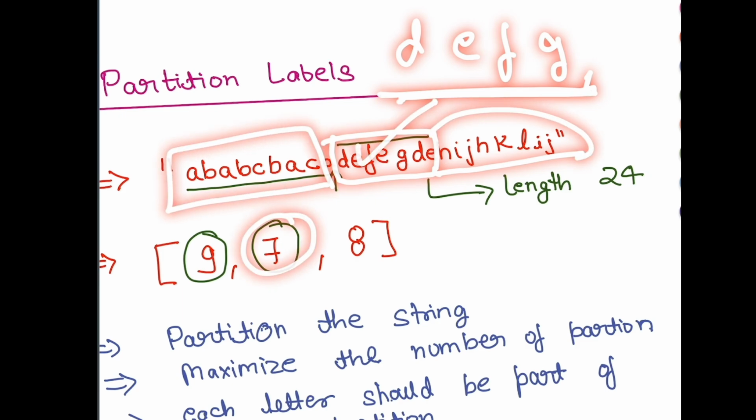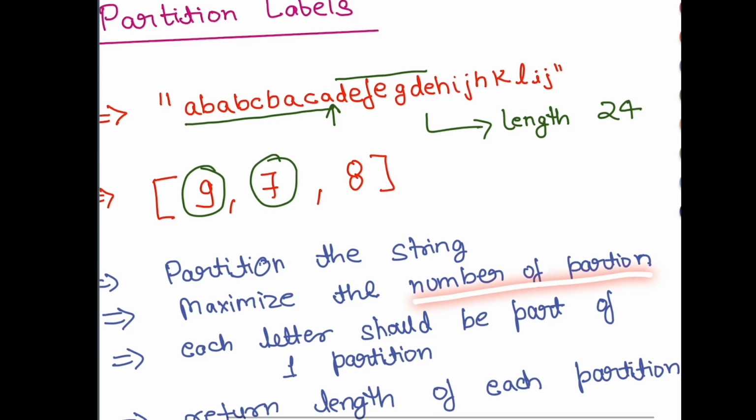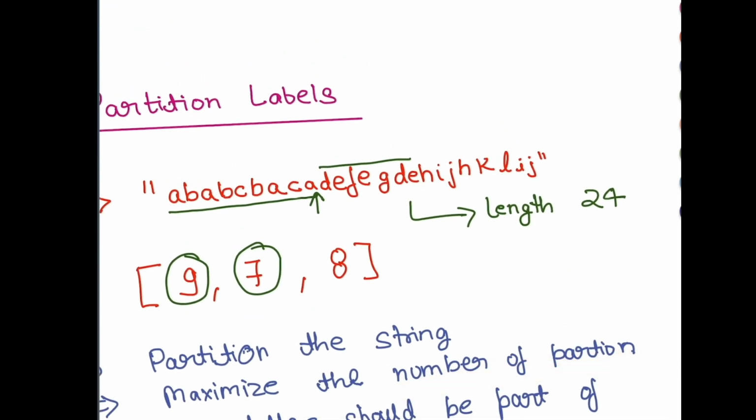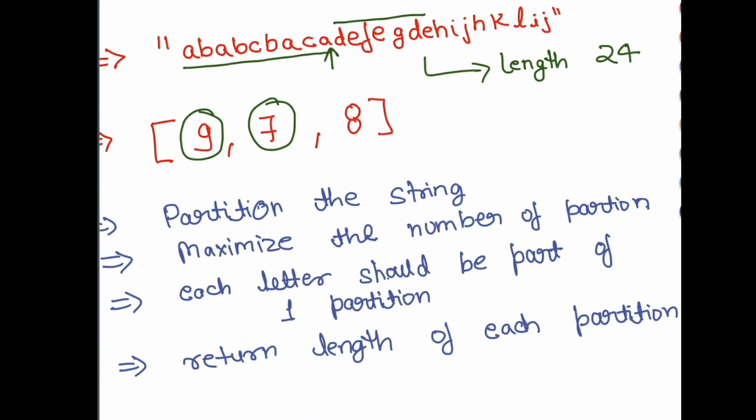7 is the length. Now we also know that we need to maximize the number of partitions. But you will notice that if you try to break any of the existing partitions in two parts to increase the number of partitions, it will become invalid. If you break it here, you will find that A is part of this partition and A is part of this partition. In the second one also, if you try to break it here, E will be part of both the partitions, 2 or more partitions, right? So we need to follow the rule, each letter should be part of one partition.